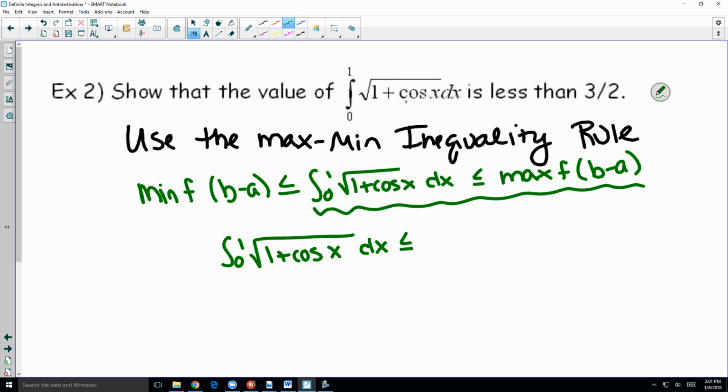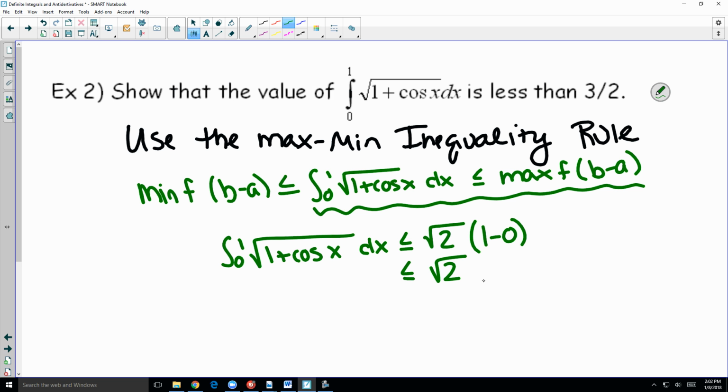Cosine of x, the maximum value of cosine of x is 1, right? So it goes up to 1 and down to -1. So 1 plus 1 is 2, so it's just this graph that's shifted up. And then the square root of 2. So the maximum value there is the square root of 2. And if you were to graph it, you would get that as well. B minus a is your bounds, so this would just be times 1 minus 0, or just 1, which means that this integral here has to be less than or equal to the square root of 2.